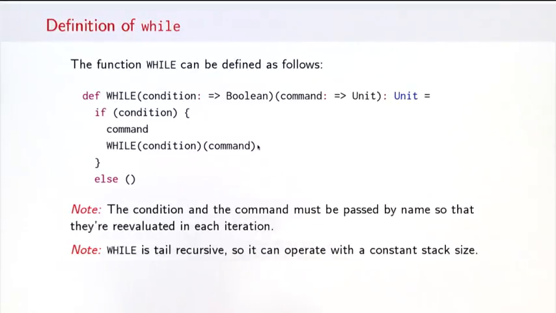So one thing to note is that both the condition and the command must be passed by name so that they can be re-evaluated in each iteration. Otherwise, if the condition was by value and maybe initially true, the while loop would loop forever because the condition would never be re-evaluated to be false. The other observation is that the while loop is tail recursive, so the recursive call happens as the last action in this branch of the if, and that means it can be implemented in constant stack space, implementing the recursive call by just a jump back to the beginning of the code here, in a way which is just as efficient as a native while.